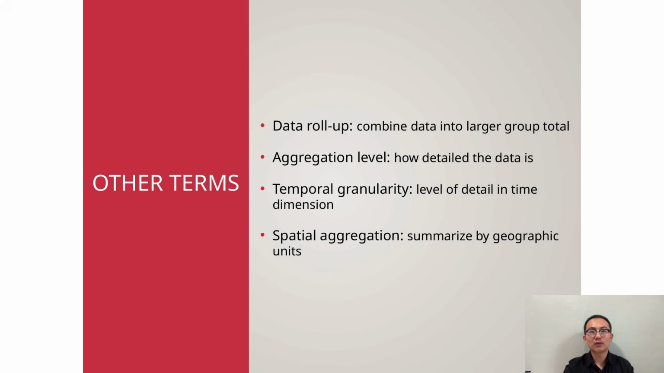Finally, there's spatial aggregation. This is when you group and summarize data based on geographic areas like by zip code, city, state, or country. This is really useful when you're comparing performance or trends across different locations. Understanding these terms helps you better manage and interpret data, especially when you're working with large datasets across time and space.